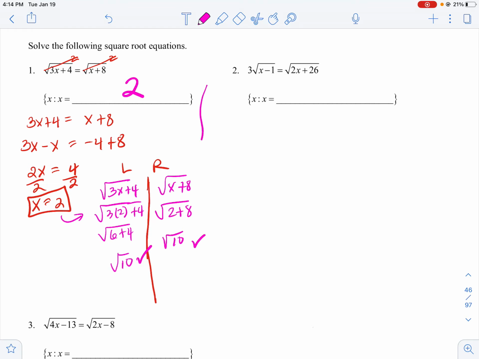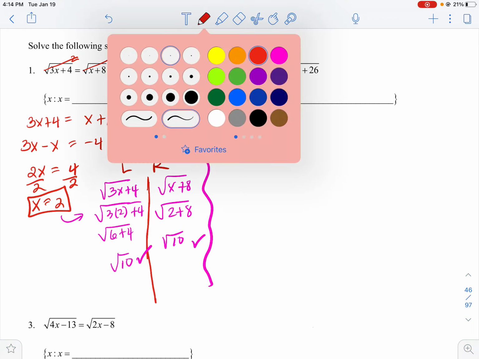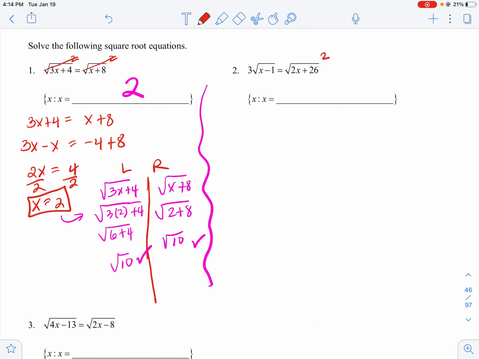Okay, moving on. Next, we have to square both sides of the equation. When we square this side, the square root goes away, so you are left with 2x plus 26. When you square this, the square root goes away, and that is an x minus 1. But that doesn't mean the 3 is not going to be squared, because technically, you are squaring both of them.